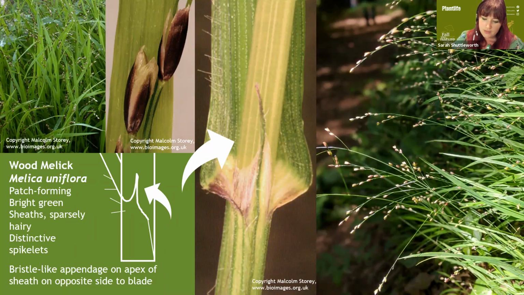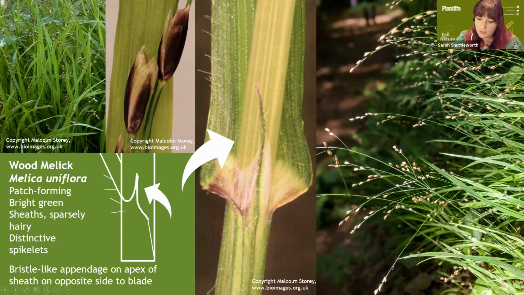The leaves are a bright green and really very soft, and the sheaths are sparsely hairy, and so are the lower parts of the leaves. And the spikelets form a very loose inflorescence that are very large in comparison to the pedicels or stalks. So these spikelets are quite large, giving quite a distinctive look.